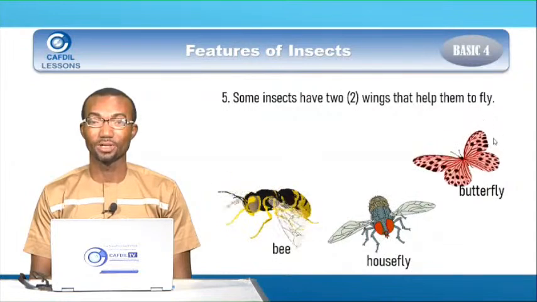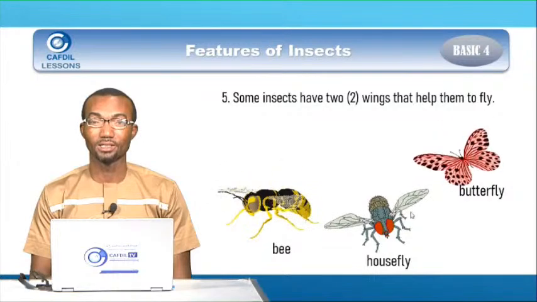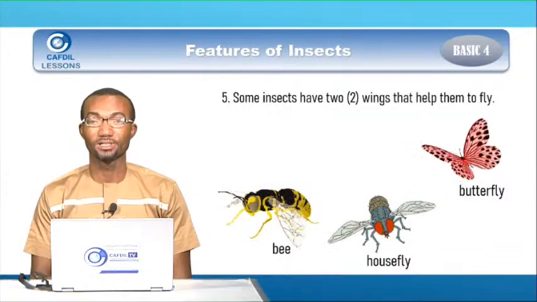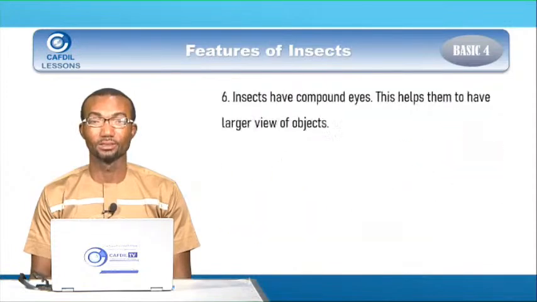So you see the butterfly has 1, 2 wings. If you look at this fly, there is 1 here, another 1 here. If you look at this bee, 1 at the left and at the right. So insects have 2 wings that help them to fly.